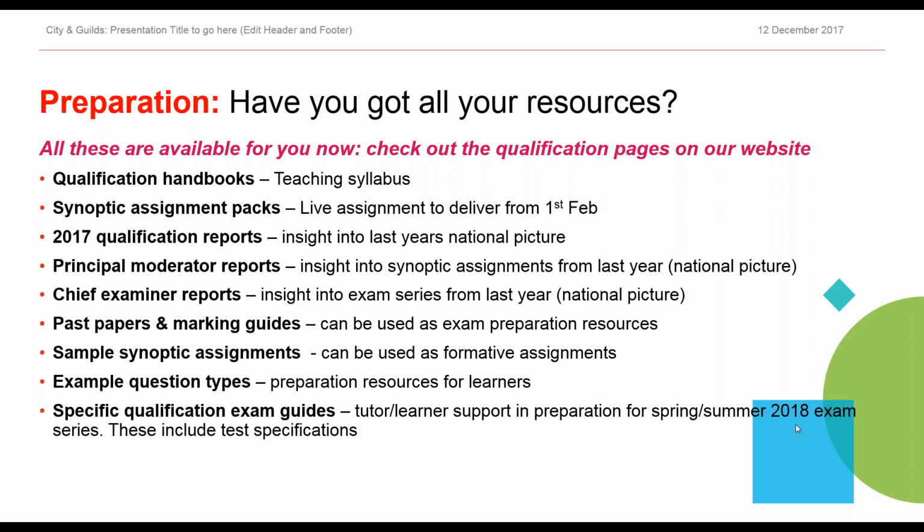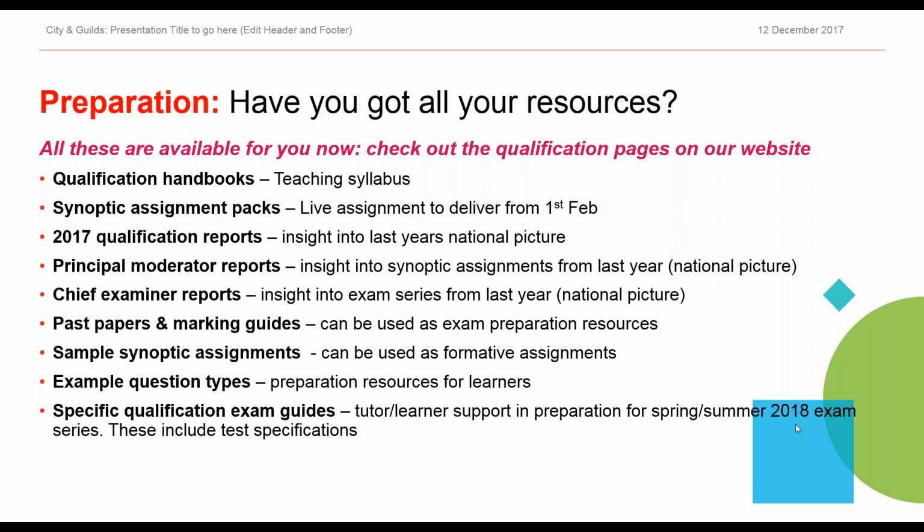We need to learn from, not mistakes, but lessons learned from last year of how we can improve things for our learners to make sure they are in the best position to get the best grades. Your principal moderator reports are an insight into how learners did with the practical synoptic assignment last year. It gives you a national picture.